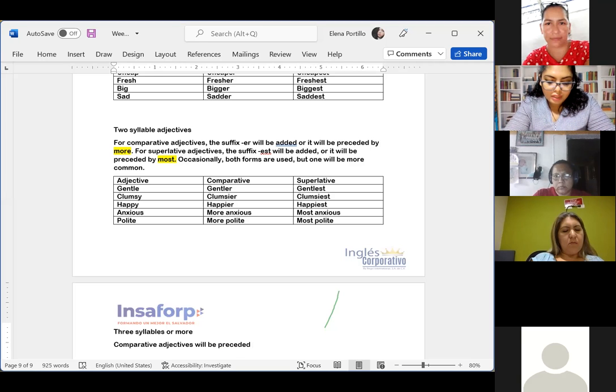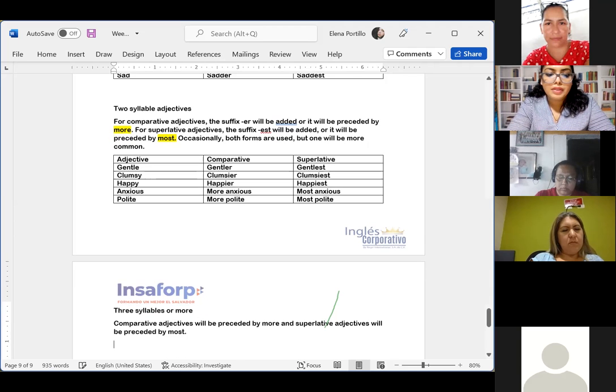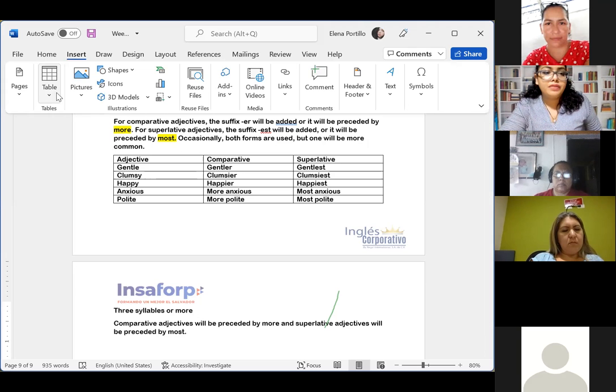Comparative adjectives will be preceded by more, and superlative adjectives will be preceded by most. So in this case, when we have this kind of words that are bigger than the others, we are not going to use the suffix. In this case, we're going to use the most and more at the beginning of the word. So we are going to see the examples, and we have three of these examples.